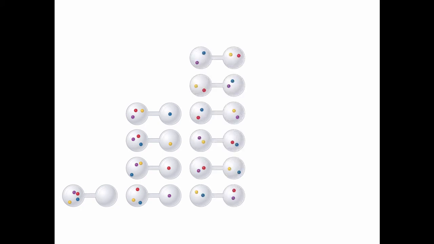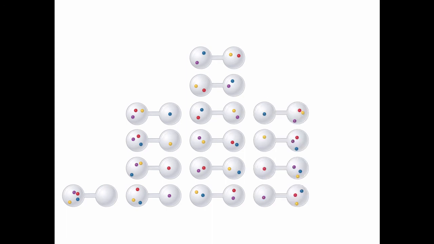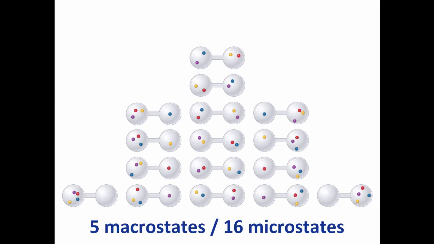Now we could also have 2 of the molecules in the left-hand side and 2 in the right-hand side. And there's 6 different ways we can do this. And then 3 in the right, 1 in the left. There's 4 possible ways. And then there's only one way all 4 molecules can be in the right-hand side bulb. So we have 1, 2, 3, 4, 5 macro states. And we have a total of, count them up, 16 microstates.